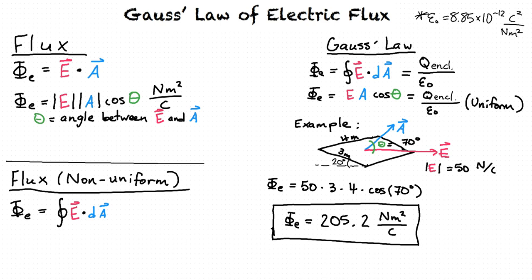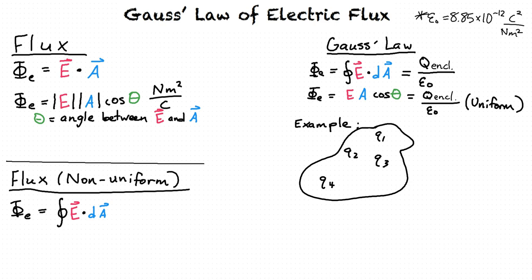Now let's do another example. Let's say we have this closed surface with inside charges Q1 equals 5 nanocoulombs, Q2 equals 3 microcoulombs, Q3 equals 10 nanocoulombs, and Q4 equals 2 picocoulombs. What is the electric flux coming out of this shape? Here we use the formula flux equals Q enclosed over epsilon naught.